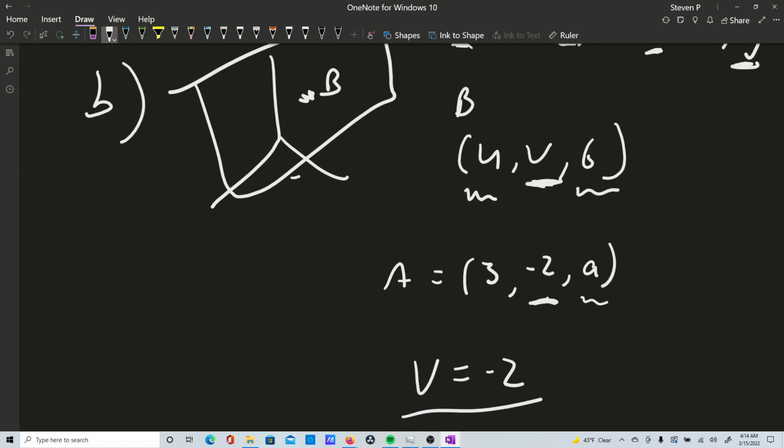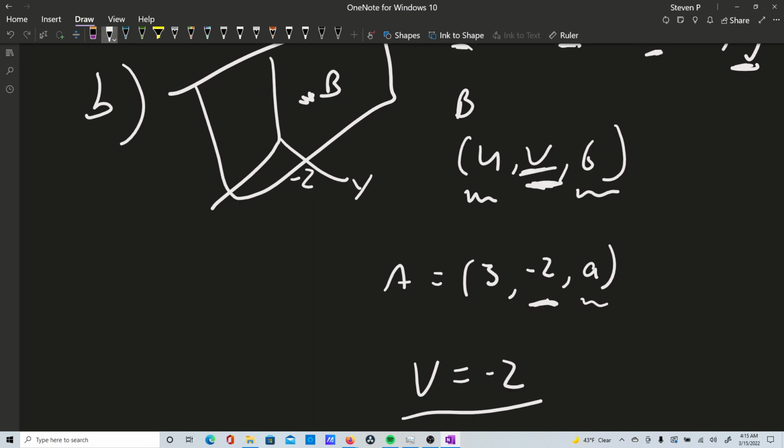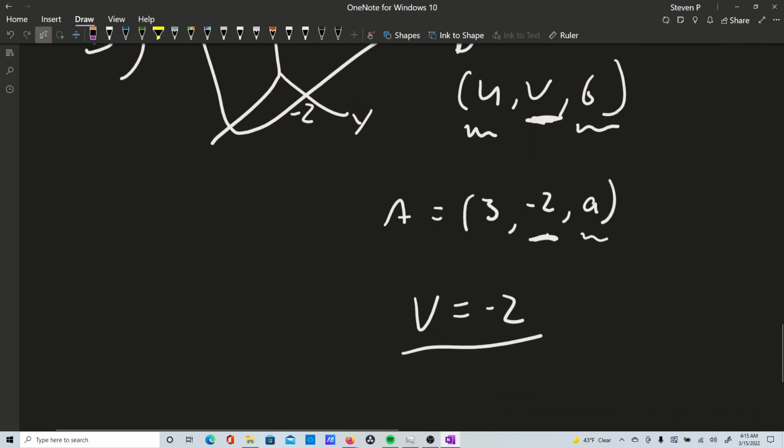It's basically just saying that the plane is defined by y is equal to -2. So similarly, because v is the y component, it's got to be equal to -2. I think that's all there is to say about that one.